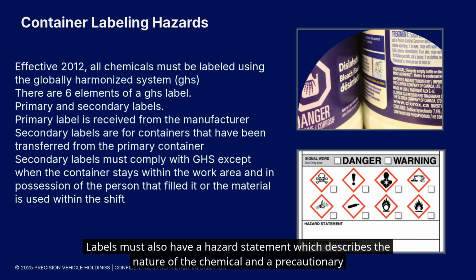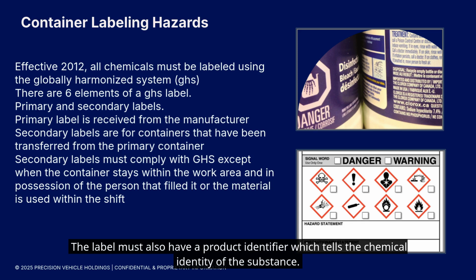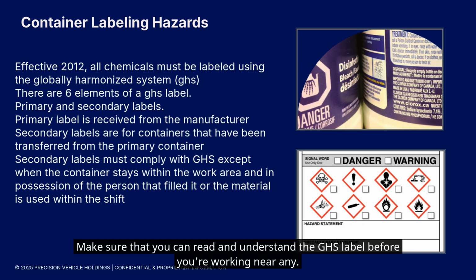Labels must also have a hazard statement, which describes the nature of the chemical, and a precautionary statement, which describes the recommended precautions to minimize the effects of exposure to that chemical. The label must also have a product identifier, which tells the chemical identity of the substance. Finally, GHS compliant supplier labels must list the supplier's information, including its name, address, and telephone. Make sure that you can read and understand the GHS label before you're working near any.